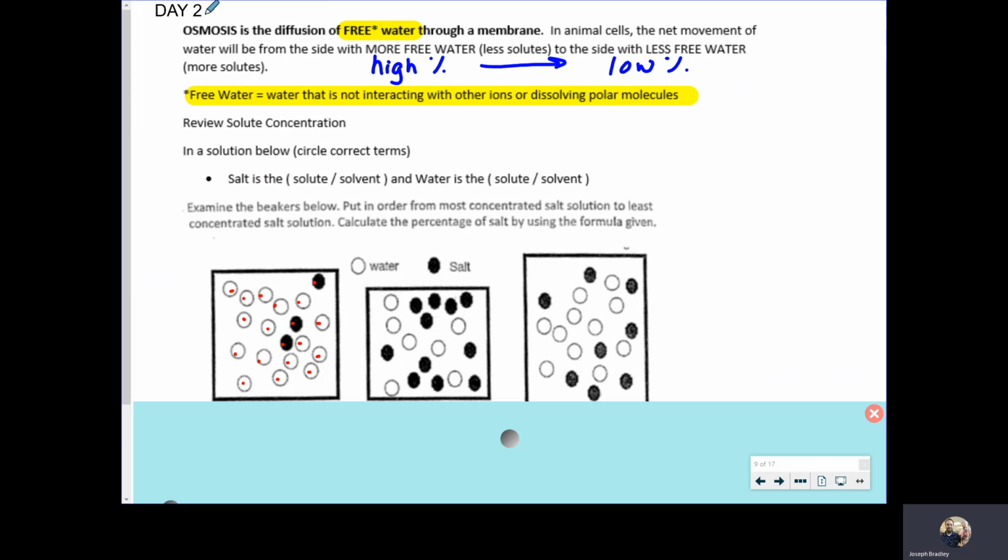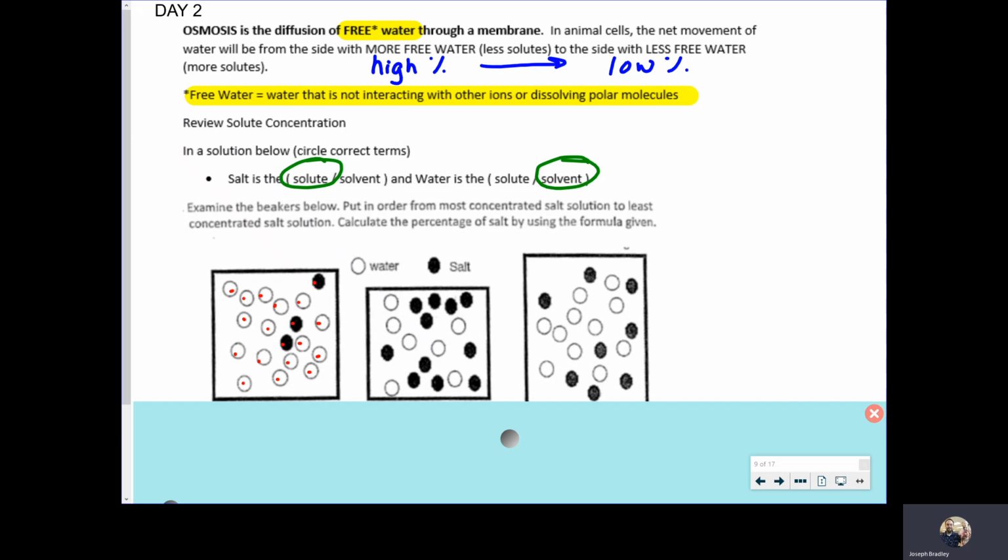Before we move on, we want to review some terms here. Some terms related to a solution. Salt is going to be the solute in a solution. Water is going to be called the solvent.